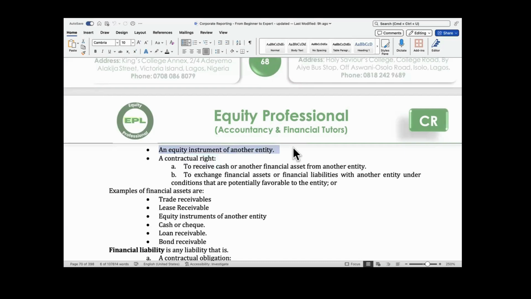Investing in shares, buying shares of Zenith, GT Bank, or any other company for that matter, does not give you the right to receive cash. It doesn't. You are a part owner, quite all right, but you don't have the right to receive cash. It's at their discretion that they pay dividend. So that's a separate financial asset on its own.